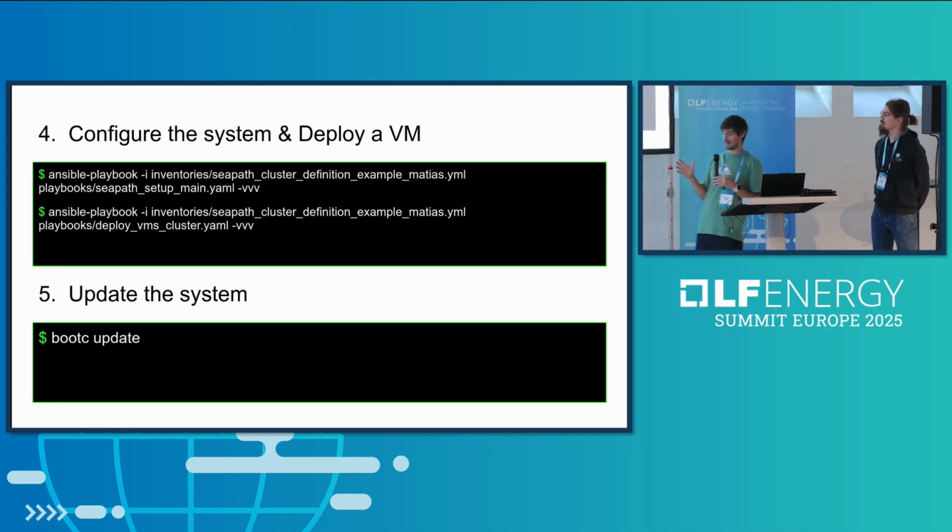And just to give an idea of what exactly the update the system step means: if the image has changed for some reason, so for example, we change the image and push a new version of the image, we have to run bootc update in each host just to fetch the new image, and that is automatically done.